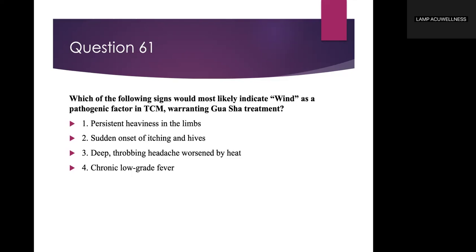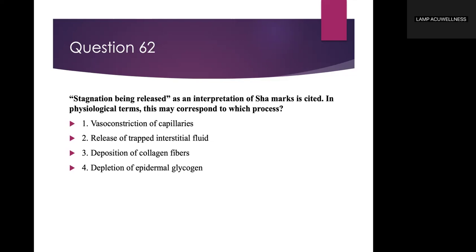Which of the following signs would most likely indicate wind as a pathogenic factor in TCM, warranting Gua Sha treatment? Wind. So this is sudden onset of itching and hives. Stagnation being released as an interpretation of Sha marks is cited. In physiological terms, this may correspond to which process? Release of trapped interstitial fluid.